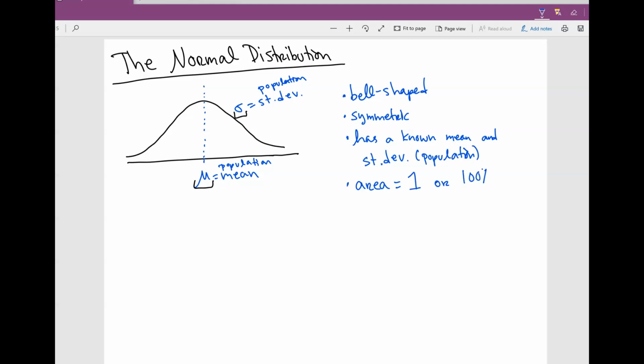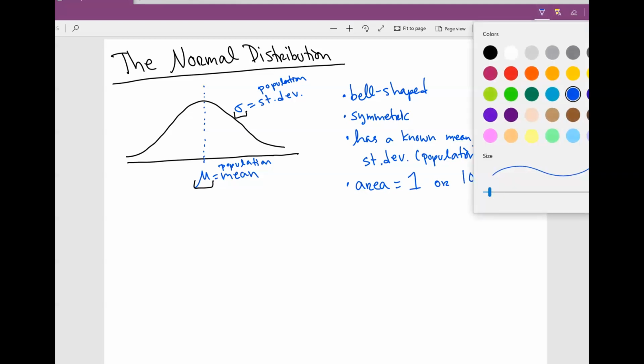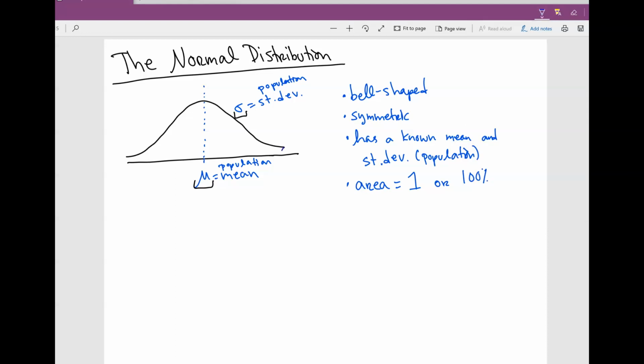So if I wanted to find all of the area under this particular curve, all of this will equal 1 because it is a probability distribution, and we did that with continuous random variables. One more thing to note about the normal distribution is that this is a continuous distribution, as opposed to discrete.